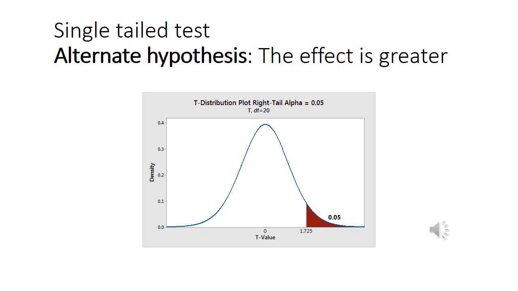In case of single tailed test, the rejection area is on one side of the graph. Here in this case, the lower values are acceptable, but the higher values are not acceptable. So, the rejection area is on one side of the graph.